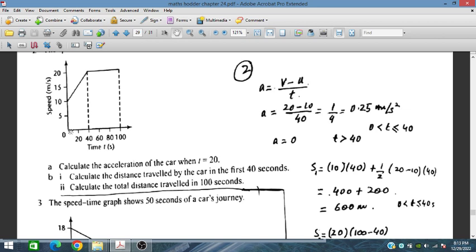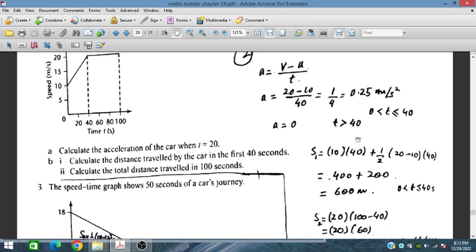So the distance traveled in this region from 0 to 40 is, by s equals ut plus half at square, where t is the time, 40 seconds, and u is the initial speed 10, plus half, and the acceleration is 20 minus 10, 20 minus 10, divided by 40.